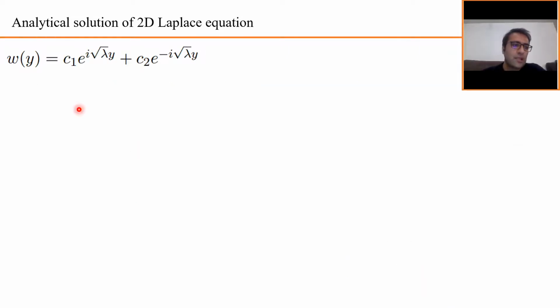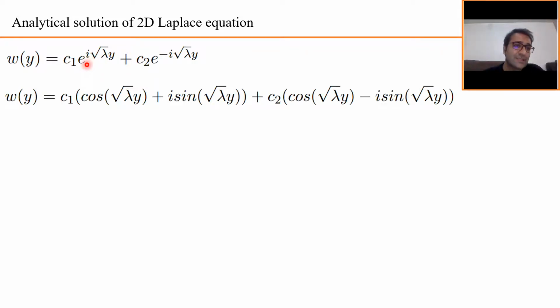And I also want to simplify w(y) for the case of lambda greater than 0, and I want to express it in the form of cosine and sine. We know that exponential of i square root of lambda y is just cosine of square root of lambda y plus i sine square root of lambda y. And exponential of minus i square root of lambda y is just cosine square root of lambda y minus i sine square root of lambda y.